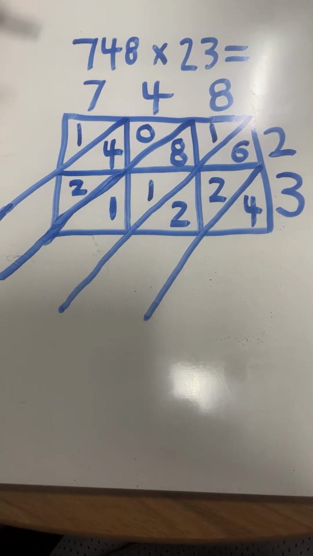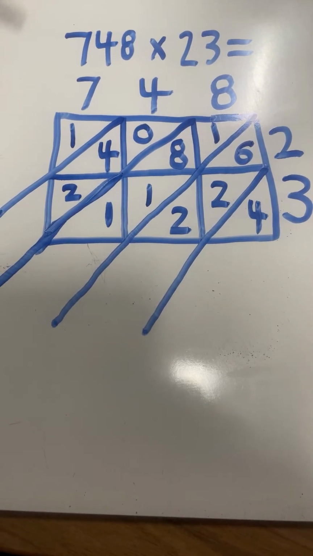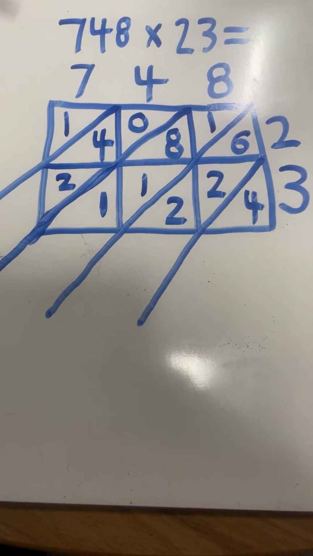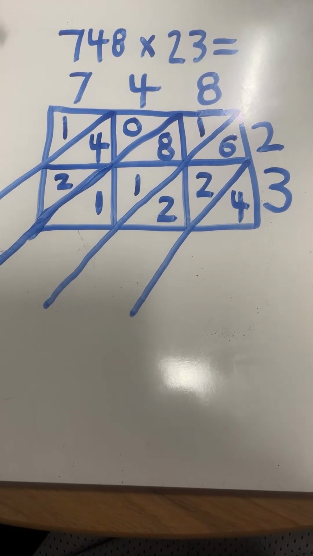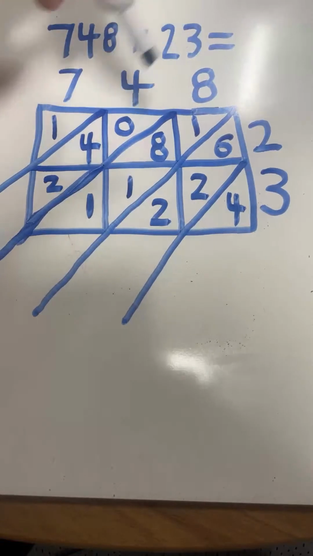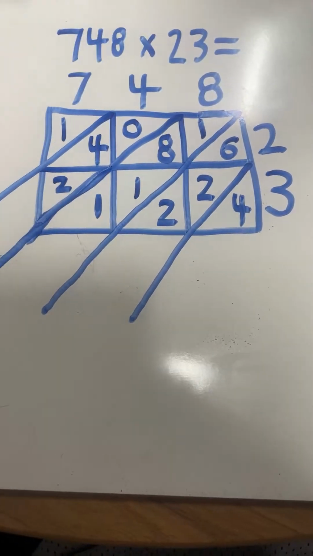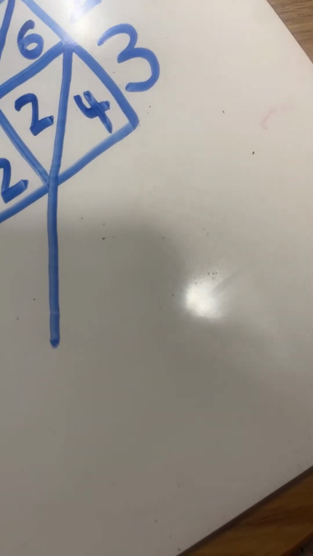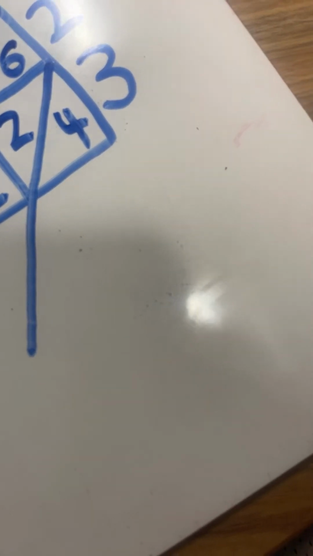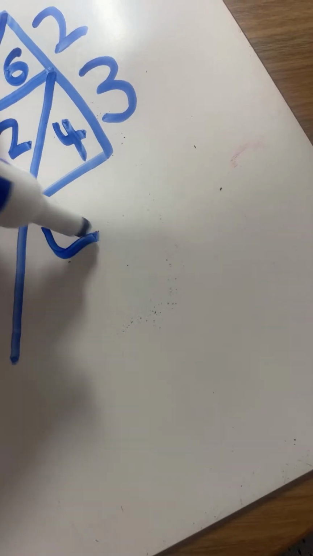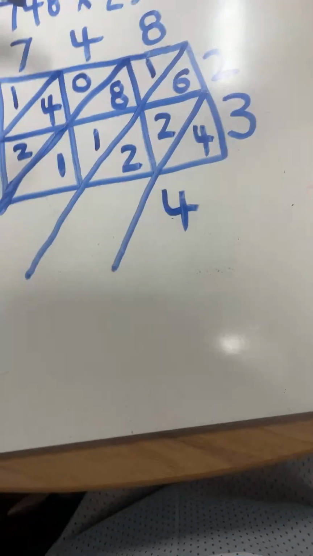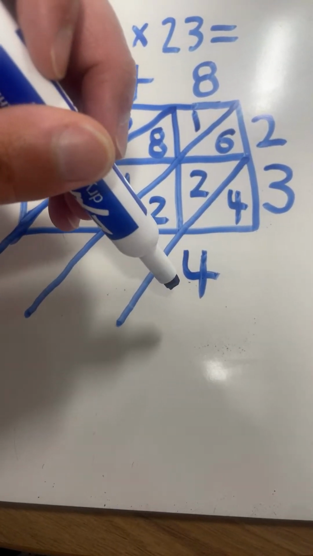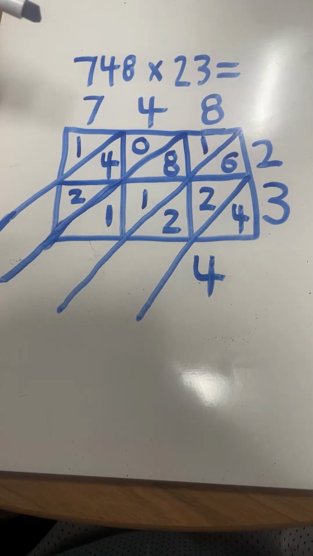All right, next, we have to add the numbers going across the diagonal lines. We're adding all the numbers inside the square going across the diagonal lines. So we're not worried about the numbers outside of the square, but all the numbers that are within the square here, we have to add together. So going across this diagonal line, the only number is 4. So we're going to write a 4 here. So that represents the number in the ones place.